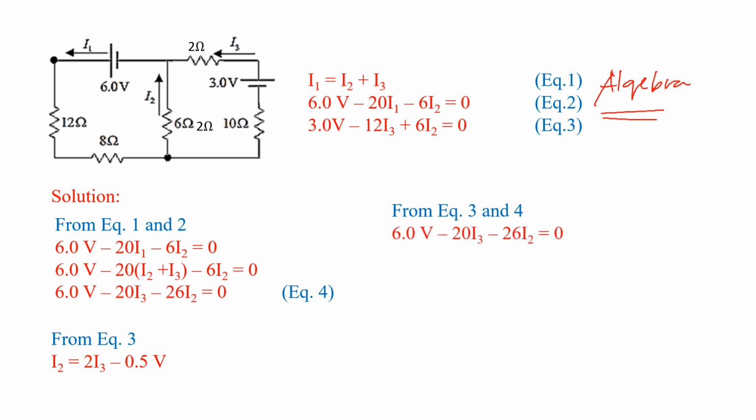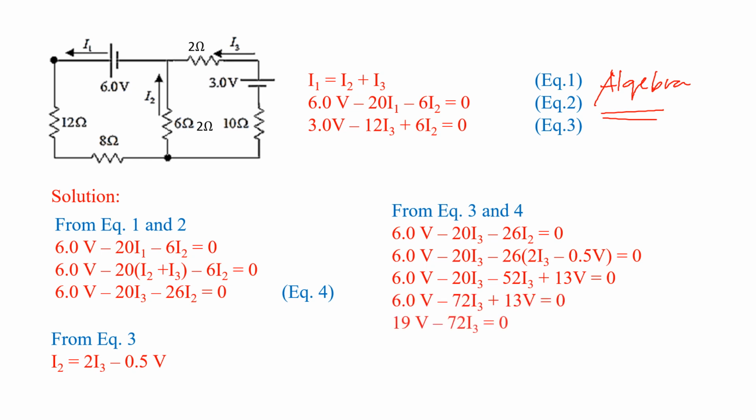And from equations 3 and 4, this is your equation 4. I'm going to replace I2 here with 2I3 minus 0.5 volts. So you have 6 volts minus 20I3 minus 26 times (2I3 minus 0.5 volts) equal to 0. And simplifying, you have 6 volts minus 20I3 minus 52I3 plus 13 volts. And adding like terms, you have 19 volts minus 72I3. And we can solve now for I3. I3 is equal to 0.26 amperes.